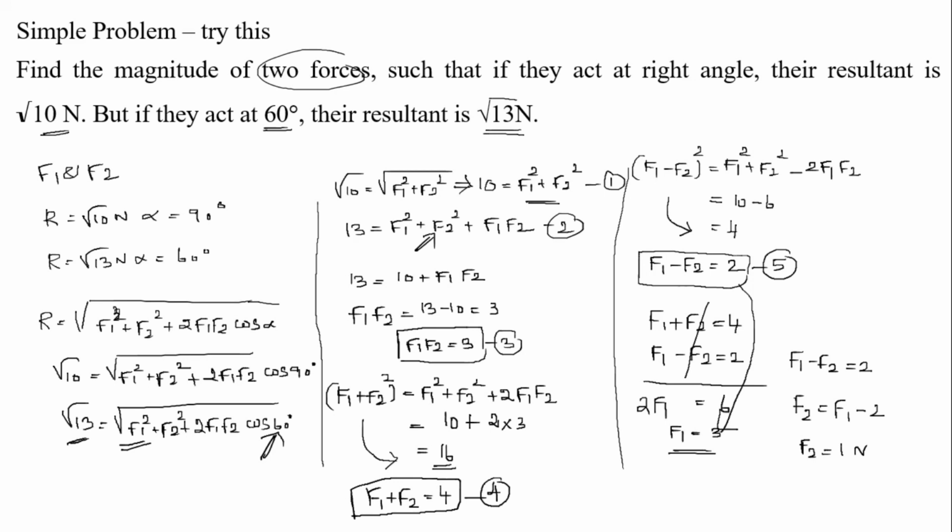clear, 1 Newton. So, F2 which is equal to 1 Newton and F1 which is equal to 3 Newton, right? F1 which is equal to 3 Newton and F2 which is equal to 1 Newton.